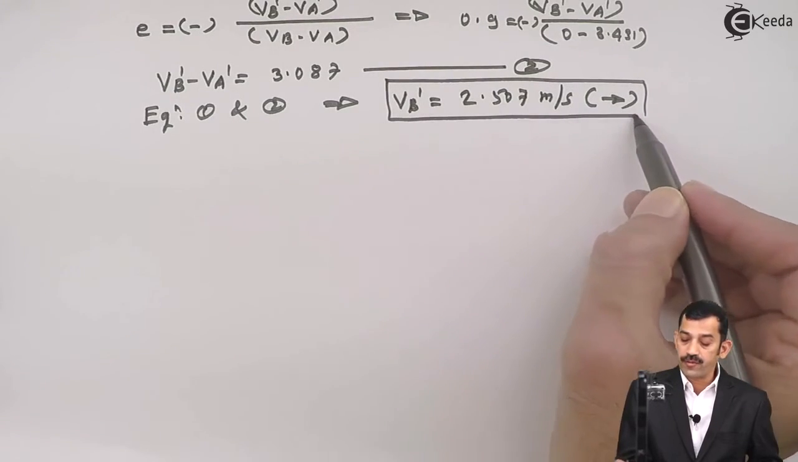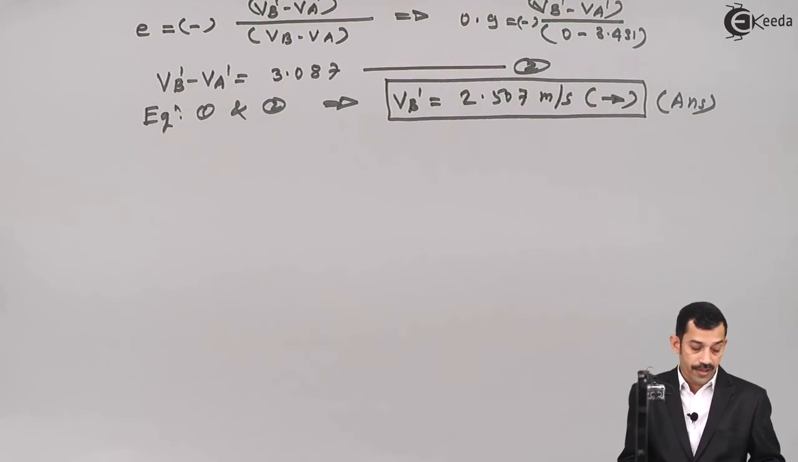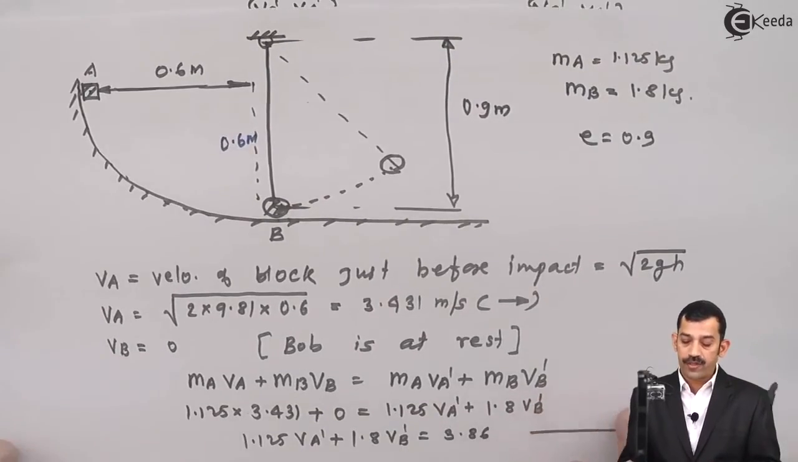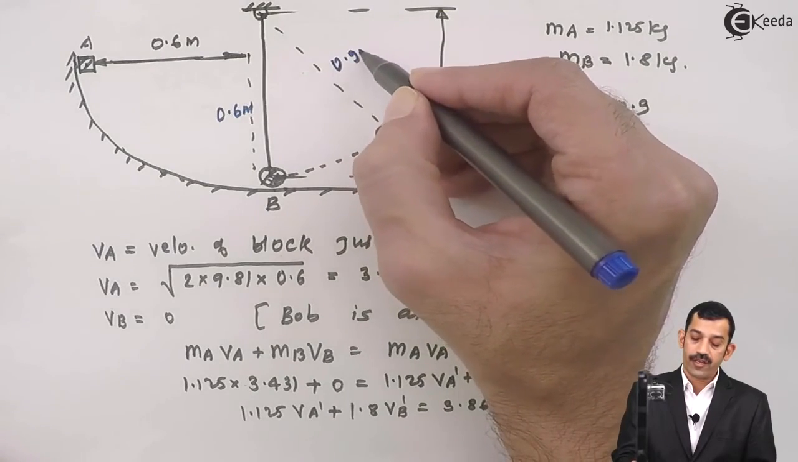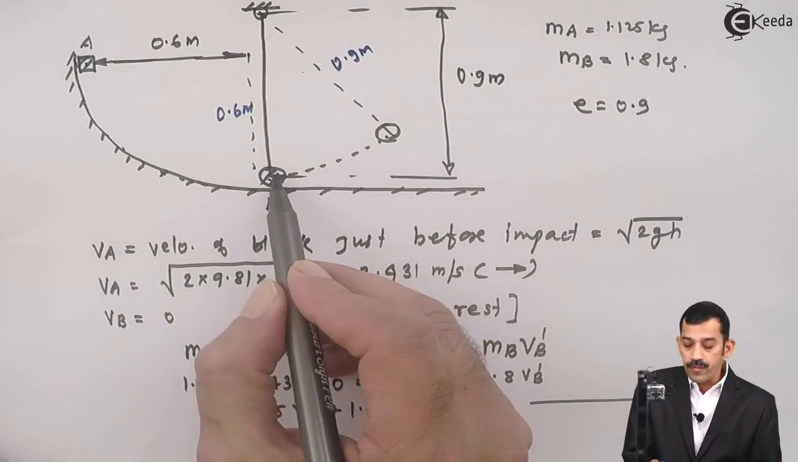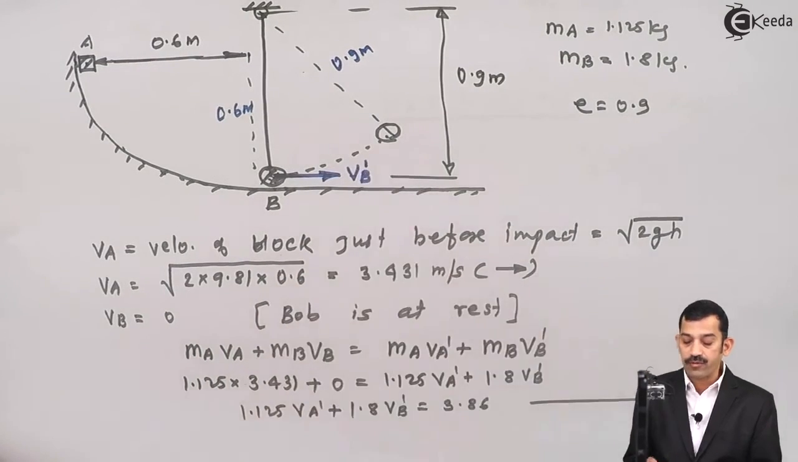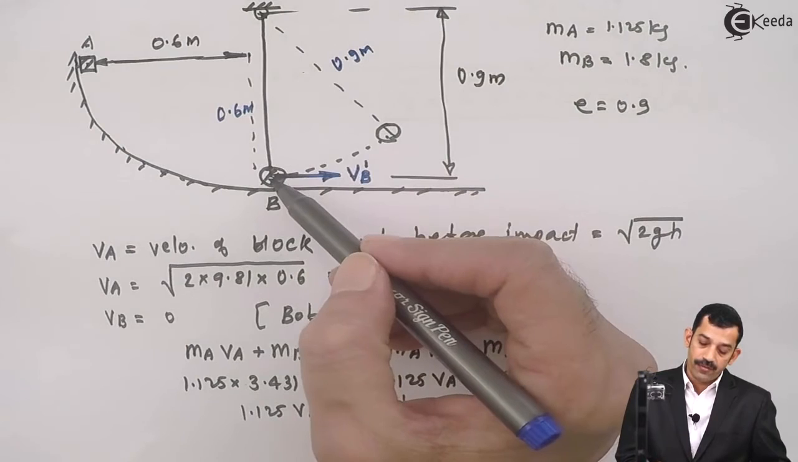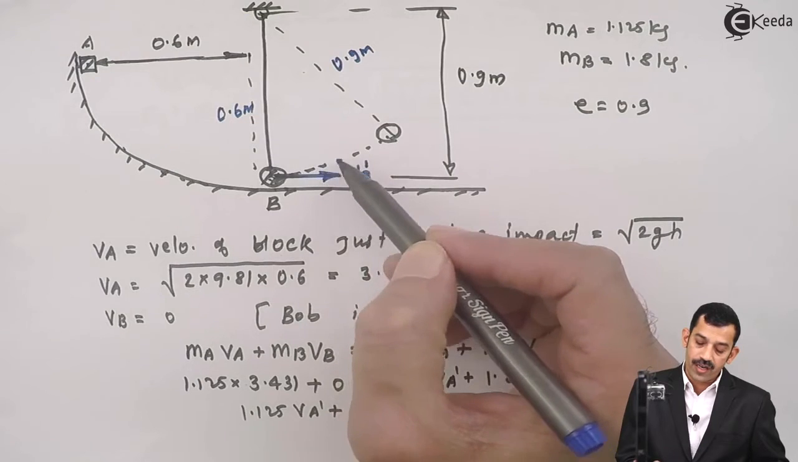Once you get this velocity of the pendulum bob, this is the answer. Next you have to find the maximum angle of swing of the pendulum bob. Just see what is given in the figure. This length is 0.9, so this length is also 0.9 meter. Now this bob after impact moves with this velocity VB dash, which we have just calculated, equal to 2.507.